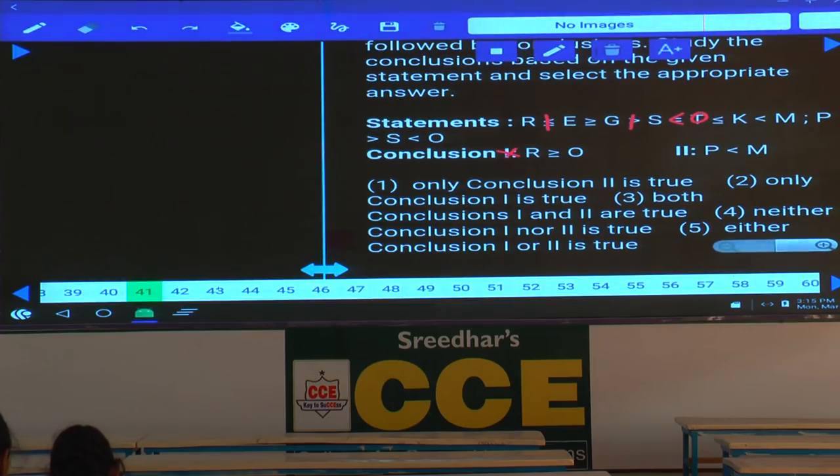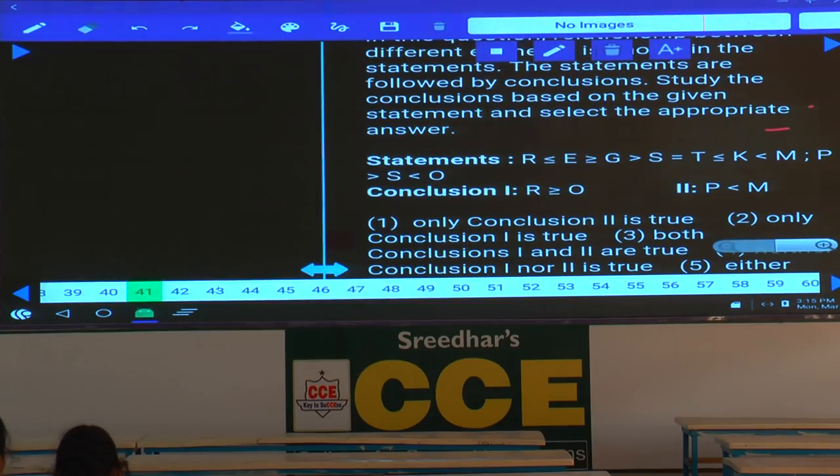Then coming to the next conclusion, P and M. Now P and M, tell me which letter is common here. M is here and P is here. The letter common between these two is S. P greater than S, isn't it? P greater than S, now S lesser than M. Now P greater than S lesser than M.